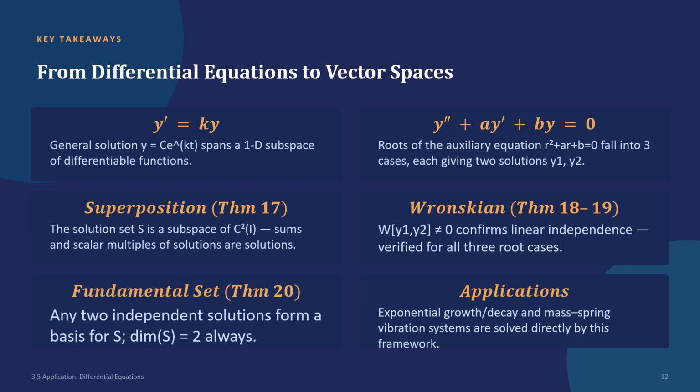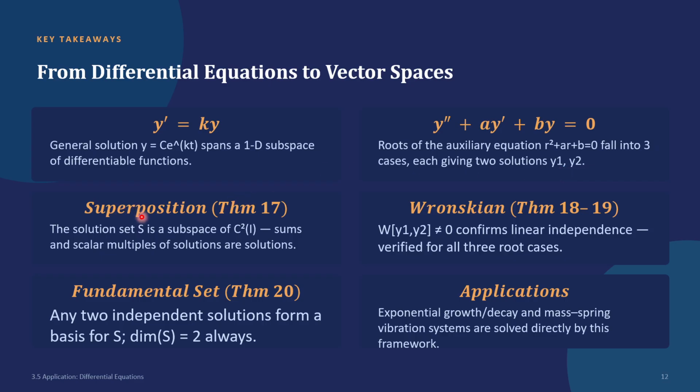This is the summary, from differential equations to vector spaces. So y prime is equal to ky, with the general solution y is equal to c e raised to the power of kx, as a one-dimensional subspace of the differentiable functions. And then y double prime plus ay prime plus by is equal to 0, where the roots of the auxiliary equation r squared plus ar plus b is equal to 0 fall into three cases, each giving two solutions, y1 and y2.